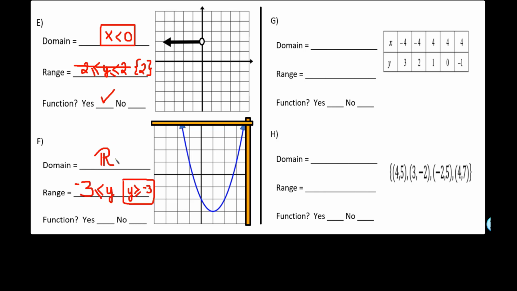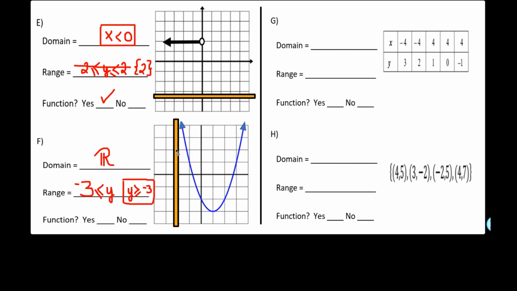Perfect. Now, is this a function? Well, if you do the vertical line test and you move it across from left to right, you're only touching one point at a time, so that means this is a function. Perfect. Next one. Next one is asking for domain and is a table.